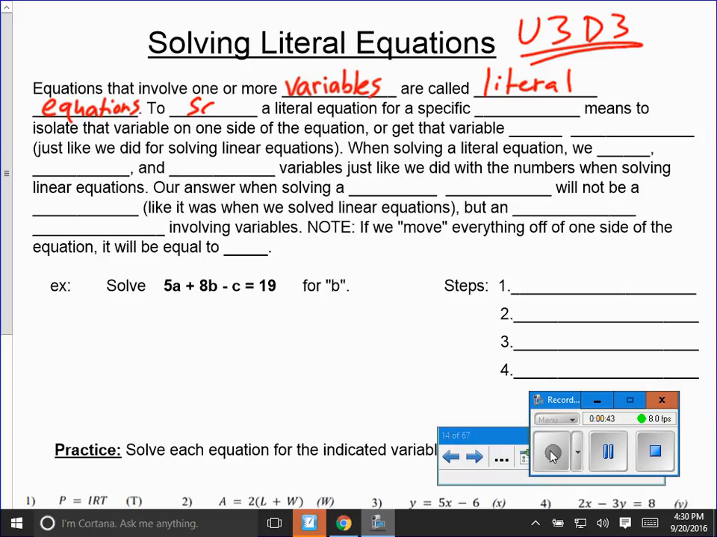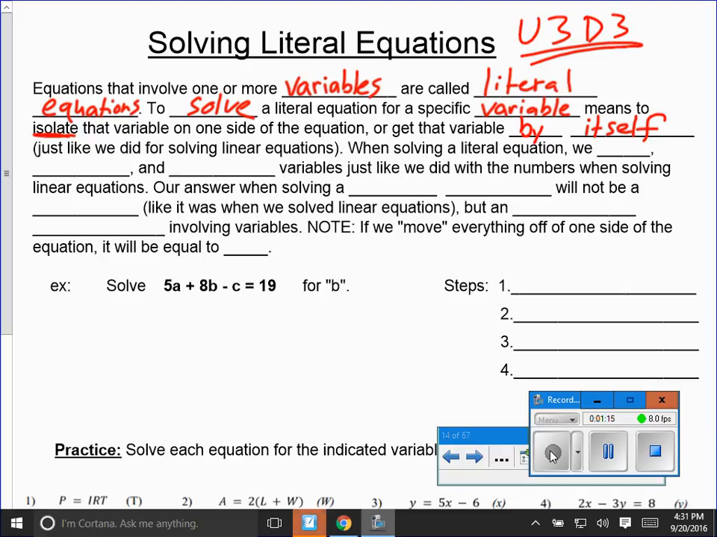When we solve a literal equation, we're always going to be solving for a specific variable. And you'll see what that looks like in a second. What that means is we're going to isolate that variable, whatever variable that is, on one side of the equation, which means get the variable by itself. Alright, once we've done that, it's solved. We've done it.